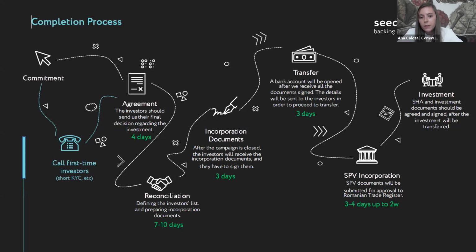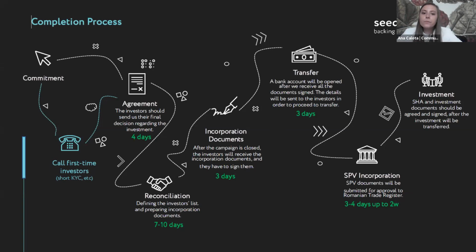We are using an SPV, which is a special purpose vehicle, for each investment, meaning that we will incorporate a Romanian company for each campaign, and the investors will become shareholders of this SPV. The SPV has the only purpose to invest in that company, in that startup that raised funds through our platform.